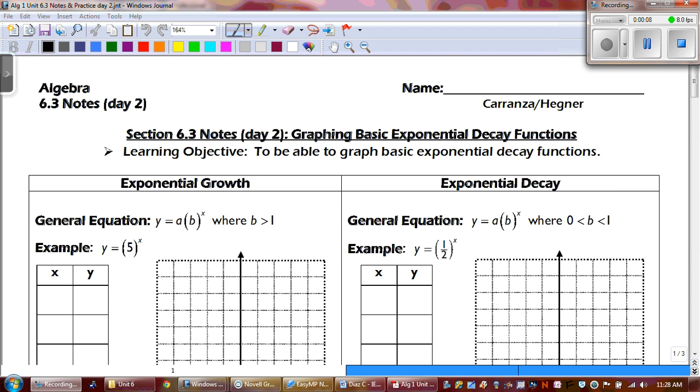Today we're going to be talking about graphing basic exponential decay functions. Our learning objective today is to be able to graph basic exponential decay functions. So let's go ahead and talk about the two.